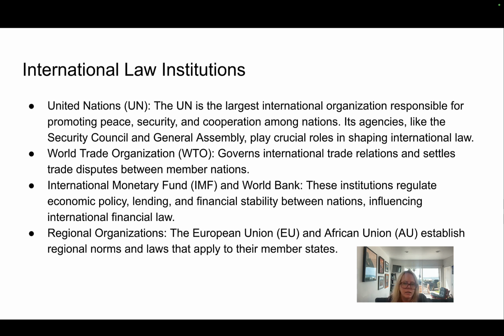And then regional organizations like the European Union and the African Union help to establish regional norms that apply to their member states.